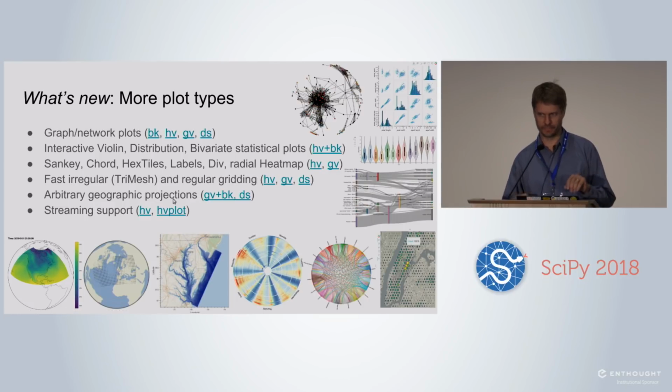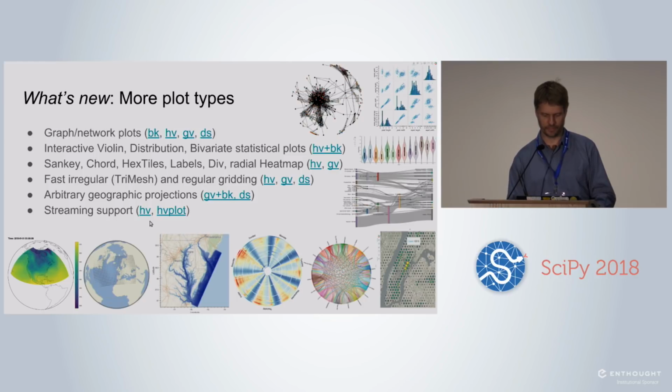And previously, things like Cartopy would work well in Matplotlib and give you arbitrary geographic projections, but you couldn't make them interactive in Bokeh. Now you can. So these two plots are arbitrarily interactive: zoom in, pan, and so on in Bokeh. And we added streaming support, so streaming data sources are automatically updated.